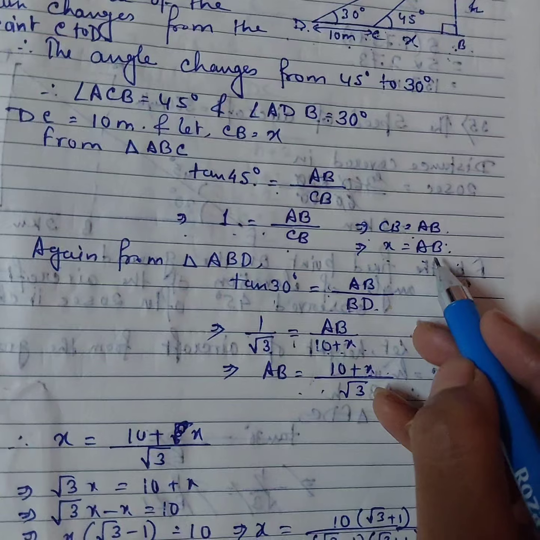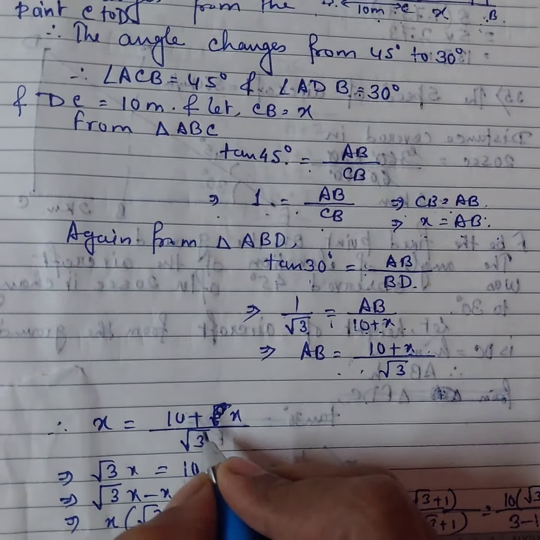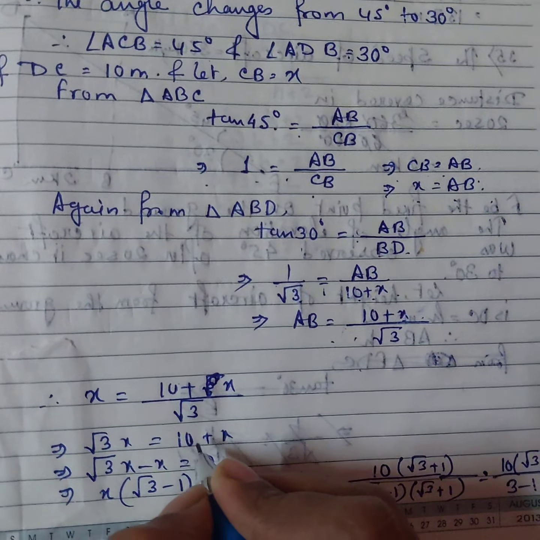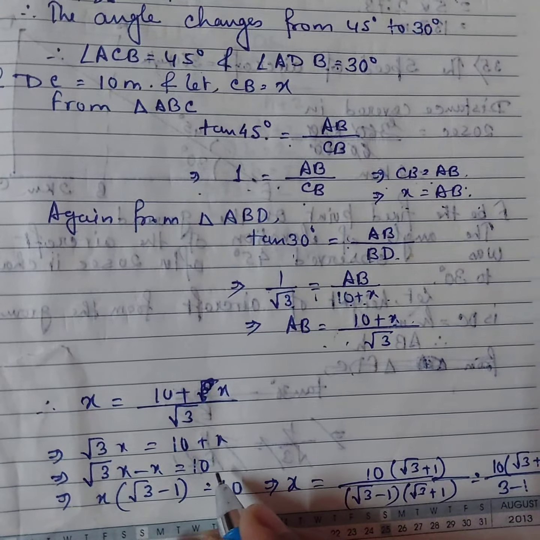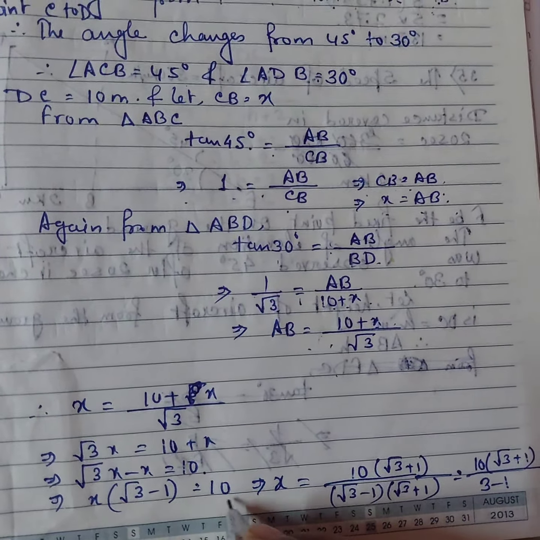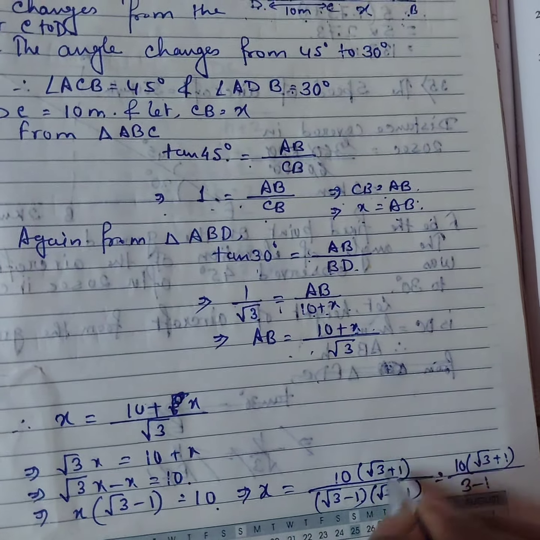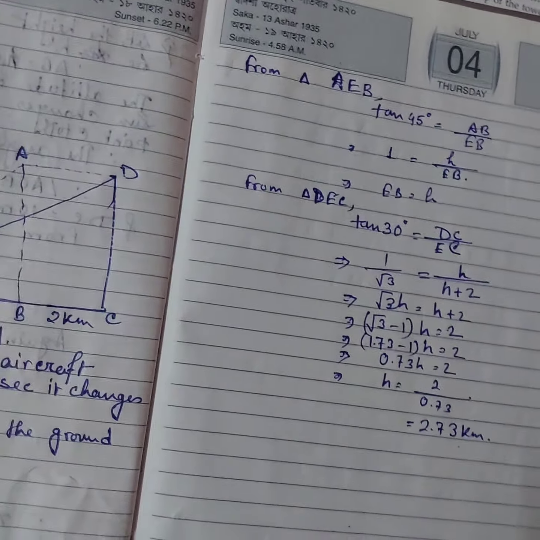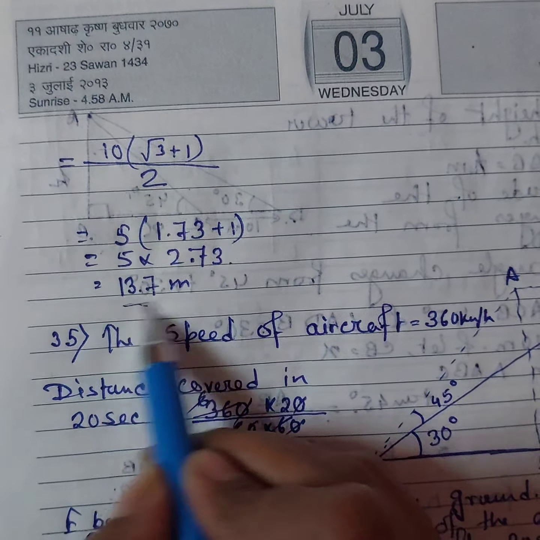Now equate these two values, that is X is equal to 10 plus X by root 3, that implies root 3 X is equal to 10 plus X, that implies root 3 X minus X is equal to 10. So that implies X into root 3 minus 1 is equal to 10. Now X is equal to 10 by root 3 minus 1, do rationalization, so you will get your final answer. So answer will be 13.7.